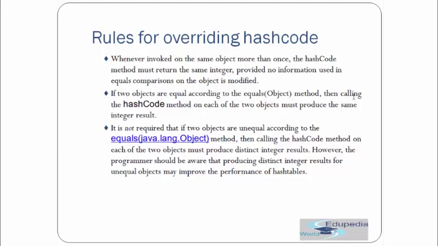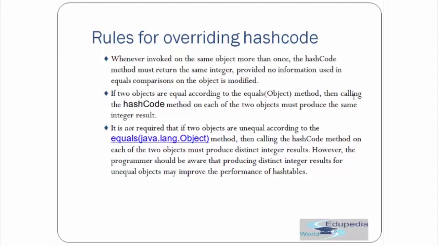Fine. The second rule is if two objects are equal according to the equals method, then calling the hashcode method on each of the two objects must produce the same integer result. After that, it is not required that if two objects are unequal according to the equals method, then calling the hashcode method on each of the two objects must produce distinct integer results. However, the programmer should be aware that producing distinct integer results for unequal objects may improve the performance of hash table.